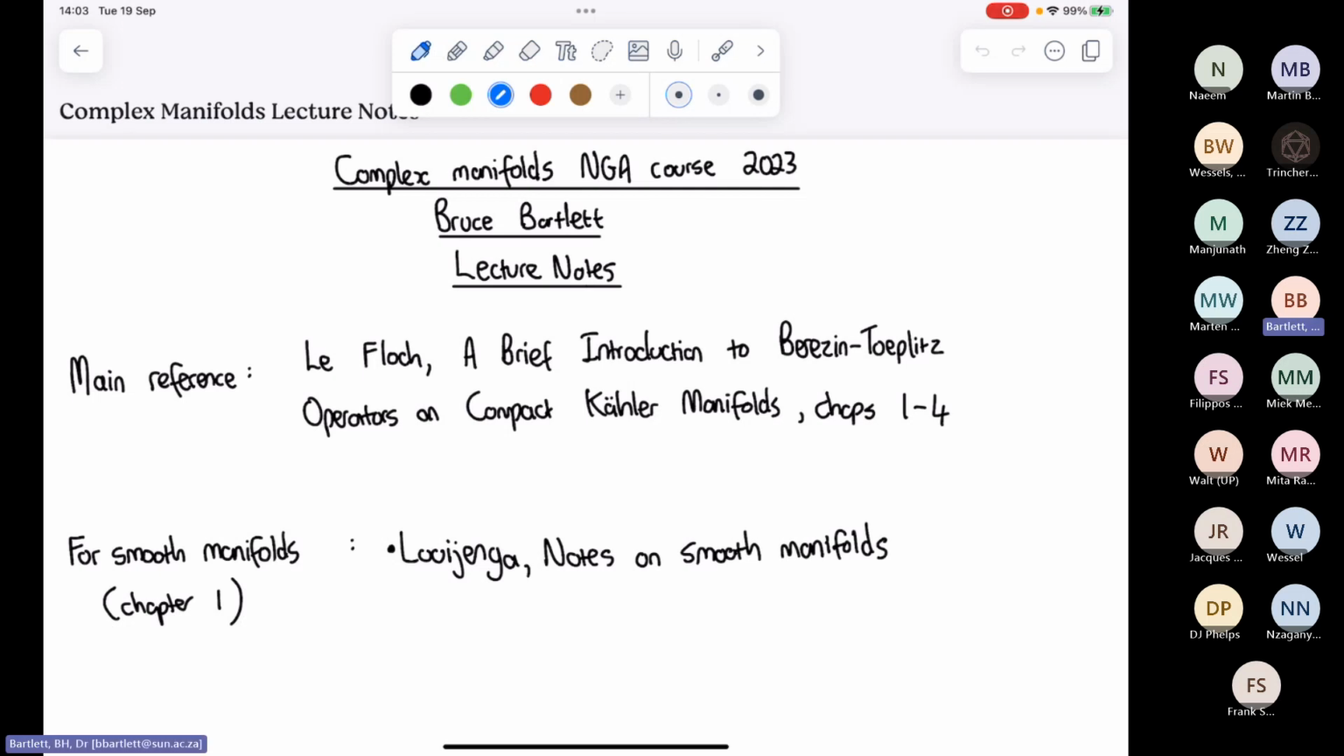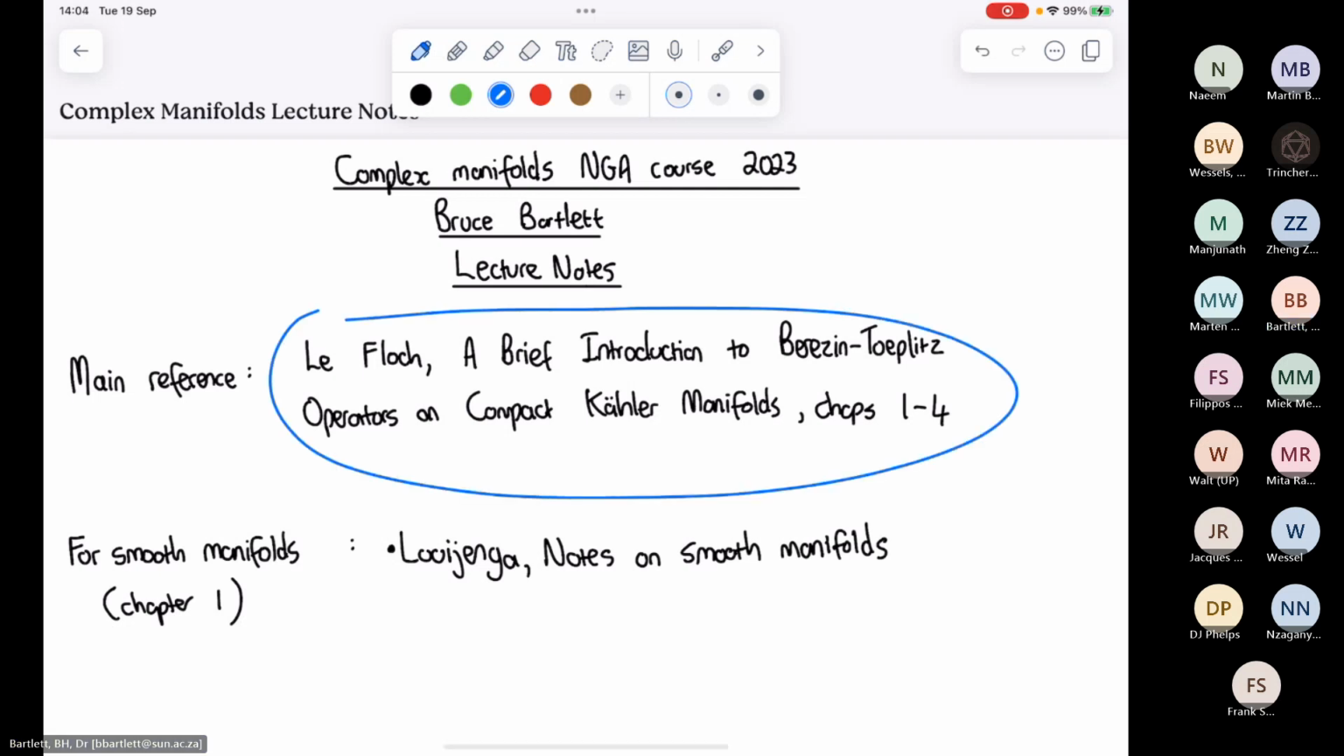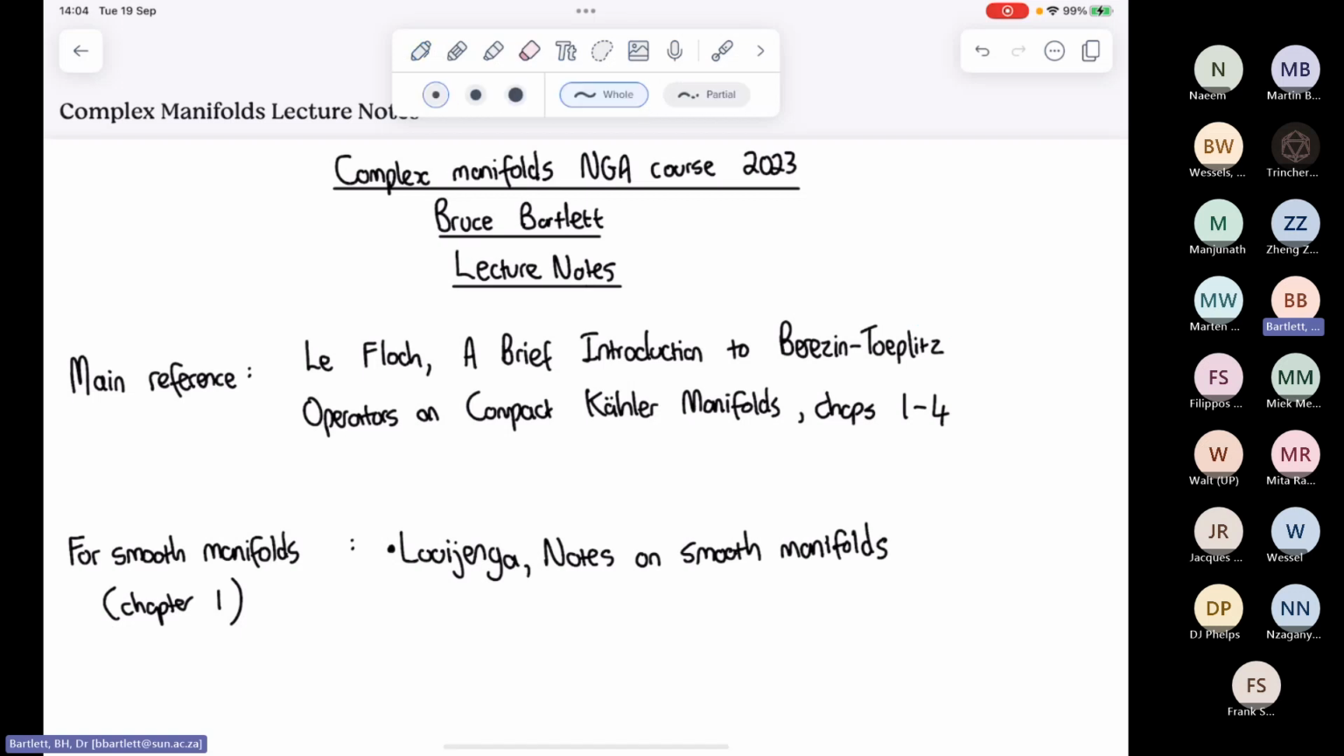So our main reference will be LeFloc, and then there is the complex manifolds part of the course. For today, and half of next week's lecture, we're just going to be dealing with smooth manifolds.